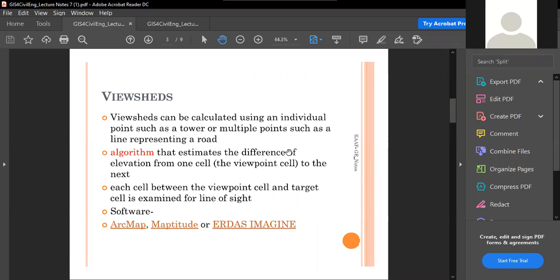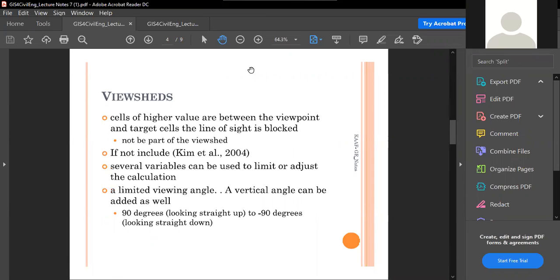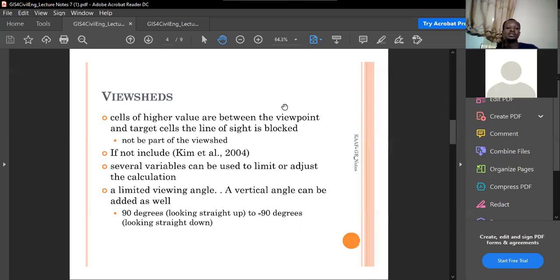So viewsheds are interesting. They are implemented in a couple of software. Cells of higher value are between the viewpoint and target cells. The line of sight is blocked if you have that situation, and they cannot be part of the viewshed. Take note of that. You need to discuss some of these topics to really appreciate it.